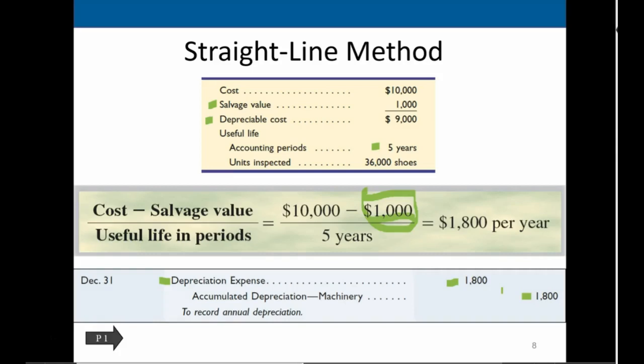If we credit it again, it'll make the contra asset go up, which will make the book value of the asset go down, because the book value is calculated by the cost minus the accumulated depreciation. Accumulated depreciation goes up, bringing the book value down. We're writing down the asset, we're expensing the item.